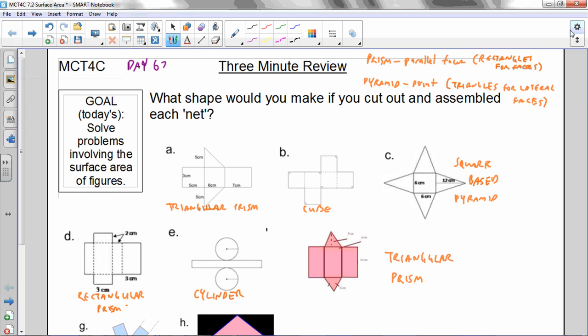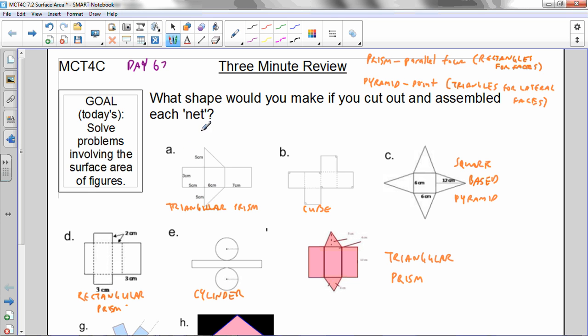Day 67. In the book, we're in 7.2, which is surface area, and the goal of the 3-minute review. And I've got a whole bunch of stuff written down, and hopefully you'll just listen to me as you're madly copying down all the right words and stuff like that.